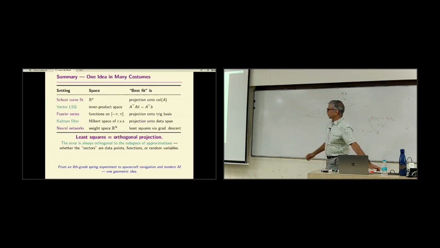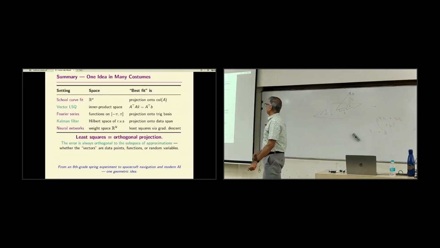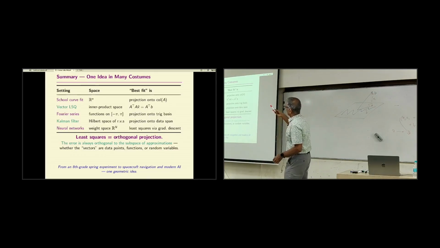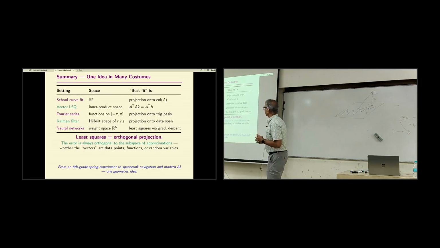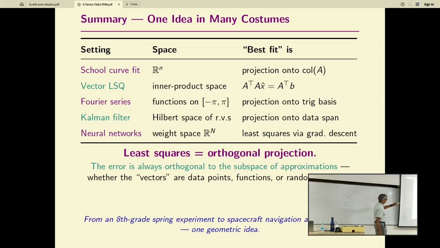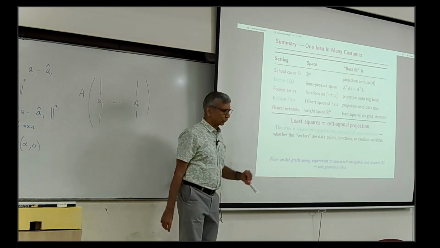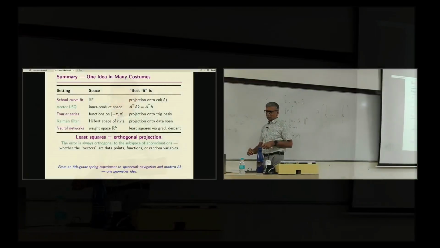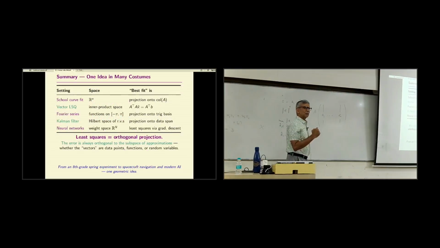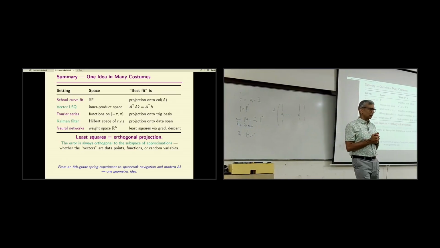I think we are, maybe I have a few minutes more, but there's a summary of curve fitting, to inner product spaces, to Fourier series, to Kalman filters, to neural networks. They all work on least squares and the projection. So the summary of this talk is from 8th grade spring experiments to spacecraft navigation and modern AI tools. You have one geometric idea. That's the least squares, and you have projections and things like that.